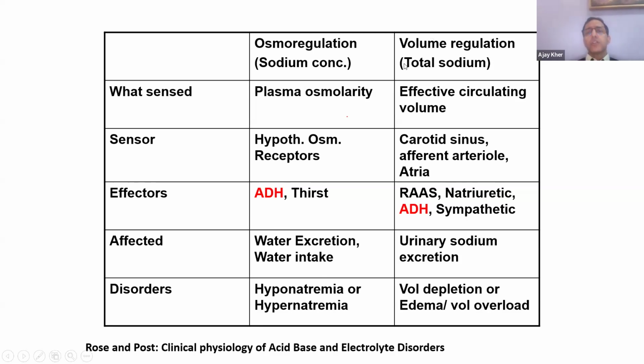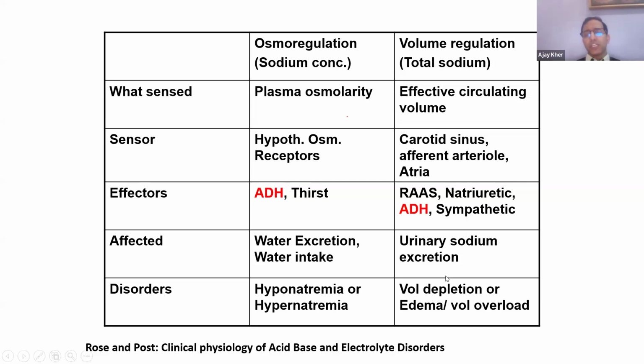So now you think about volume regulation. And so volume regulation, or the total amount of sodium in the body, is sensed as effective circulating volume by the carotid sinus, afferent arterioles, and atria. The effectors from these are the renin-angiotensin-aldosterone system, the natriuretic peptides, and the sympathetics. ADH is a very late effector, and we'll go into when and how ADH gets revved up for volume regulation. In addition to causing some vasoconstriction, the main long-term impact of these is urinary sodium excretion, so either an increase or decrease of urinary sodium excretion.